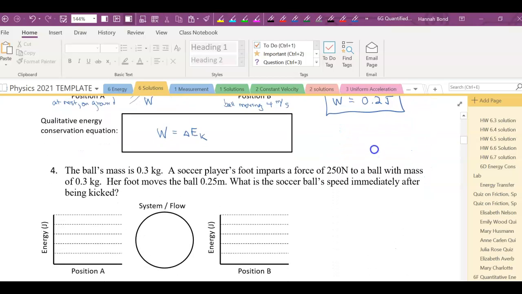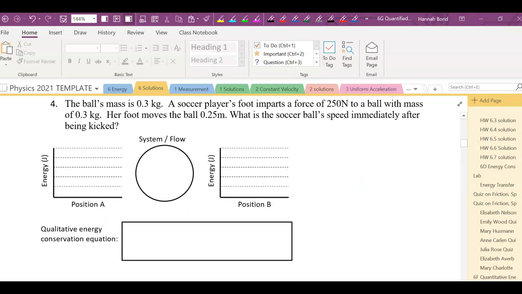Let's look at the next one. This next problem also concerns a ball. This is a soccer ball, but now we have a soccer player whose foot imparts a force of 250 newtons to this ball that has a mass of 0.3 kilograms. And her foot moves the ball a quarter of a meter. So we'd like to know what is the ball's speed immediately after it's kicked. So at the beginning, the ball is at rest on the ground. But after the soccer player kicks it, it's moving. We don't know how fast yet.